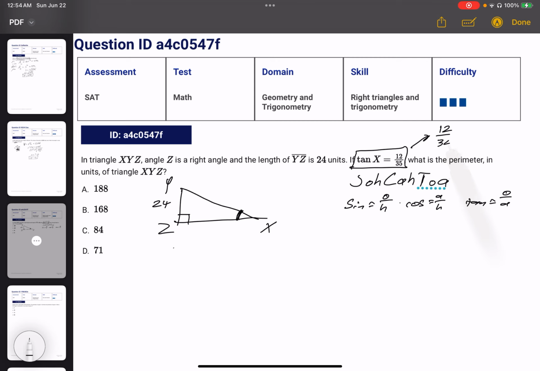So 12 over 35 is equal to opposite over adjacent. So our opposite side is equal to 12, but we already have our opposite side over here, and it's 24. So what we want to do is multiply this expression by 2. I'm just going to write that there, because that way we know our adjacent side not just as a ratio, but as an actual length. So that's going to be 70.